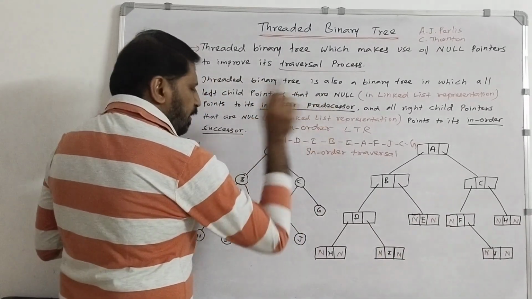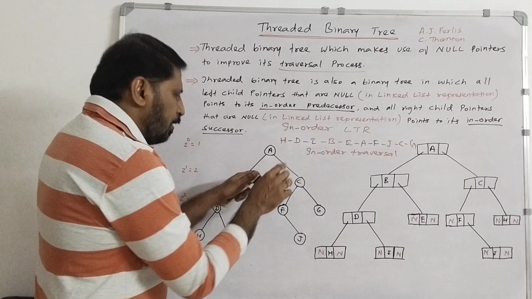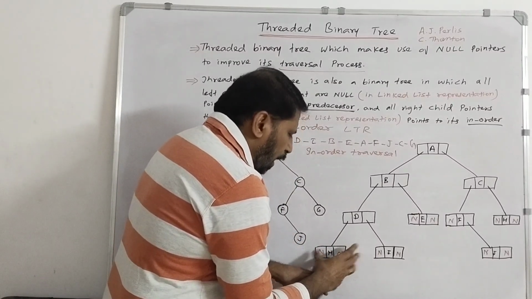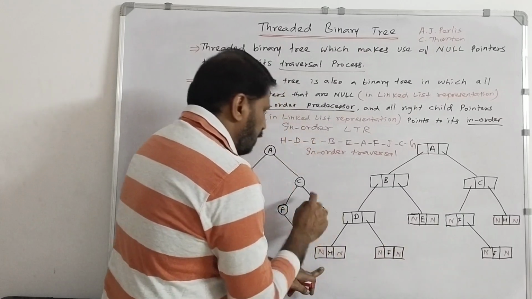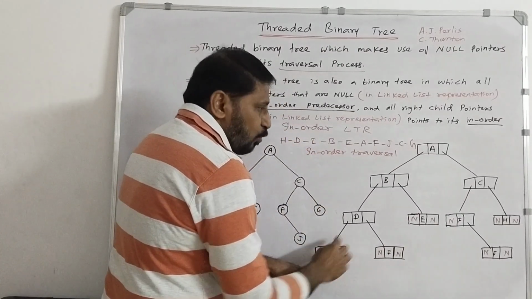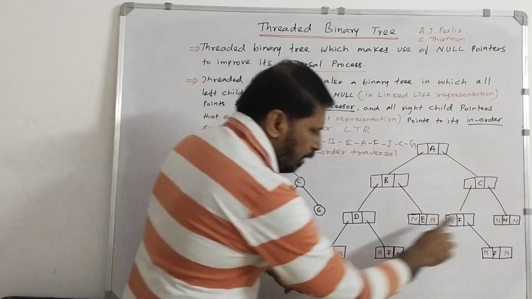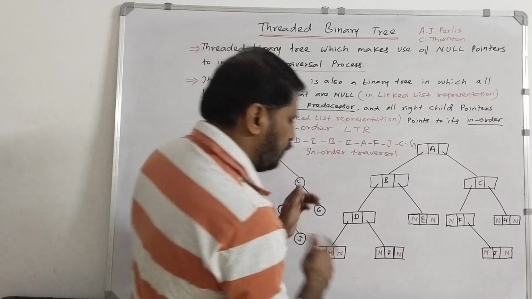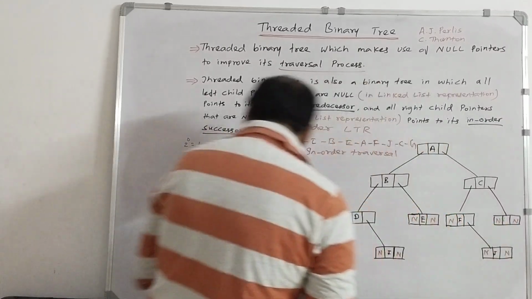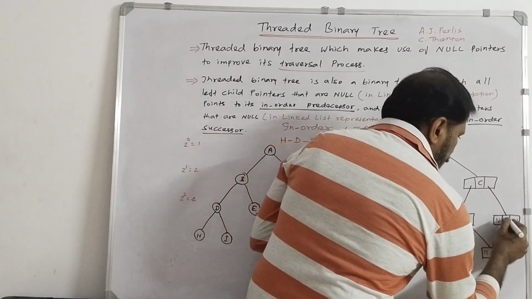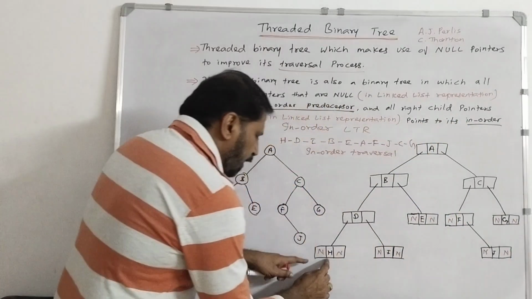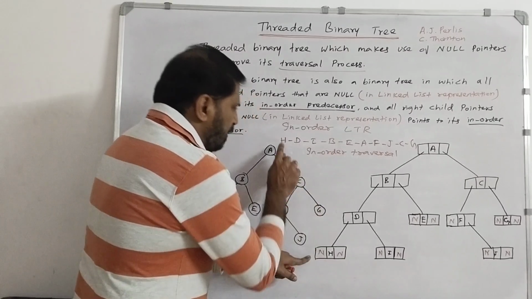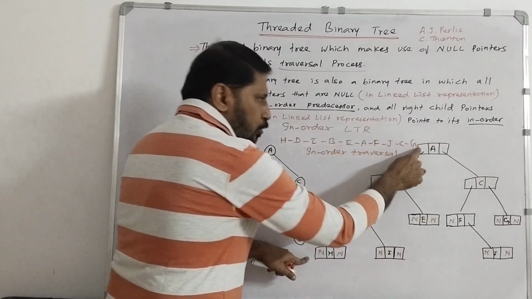So, in order predecessor. What do you mean by in order predecessor? Suppose I am taking H, for example. For H, what are the terminal nodes? This is H and this is G. I made a mistake, this is G. Okay, so G is given here, H is there. So for H and G, the leftmost and rightmost parts are the terminal nodes.